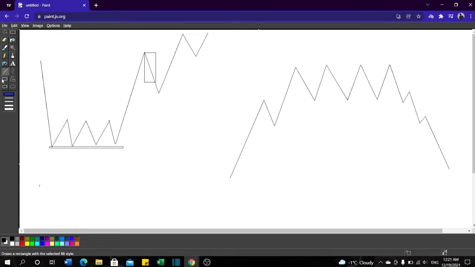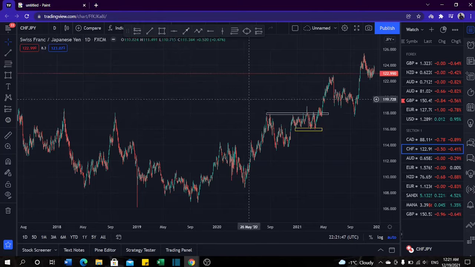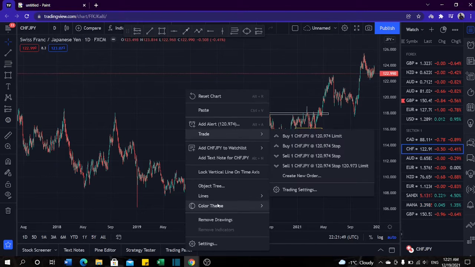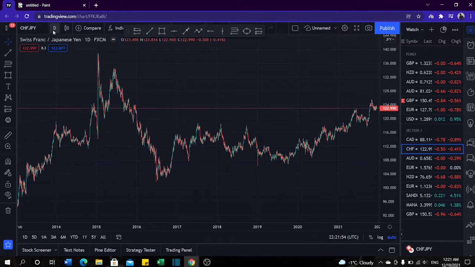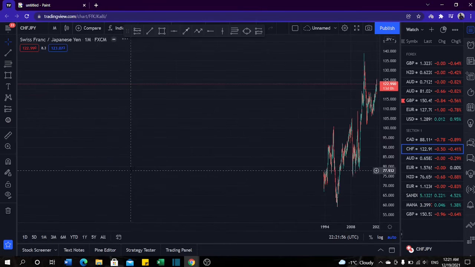So this area here is going to be our resistance. This is a support area. So let's give a small example on one of the charts we have here laid out. I'm going to use CHF JPY as our prime example. Let's go to the monthly basis.